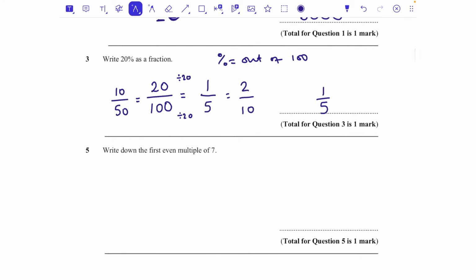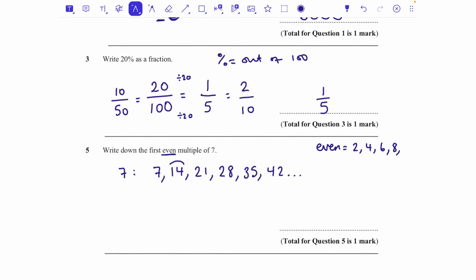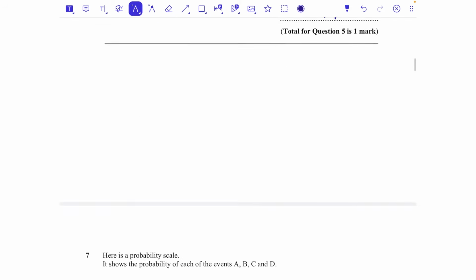Question number 5, write down the first even multiple of 7. So multiples are numbers in that number's times table. So the multiples of 7 are 7, 14, 21, 28, 35, 42, and so on. All the numbers that are in the 7 times table. We want the first even multiple, and even means it has to be in the 2 times table, so 2, 4, 6, 8, 10, 12 and so on. So we're looking for an even number, and that's going to be 14. 7 is odd, it's not in the 2 times table, but 14 is even, so that's the first even multiple of 7.